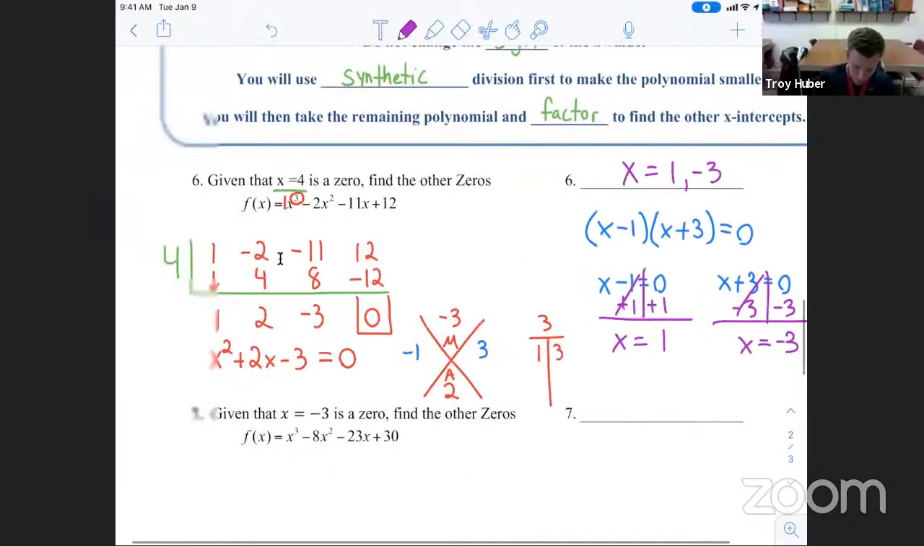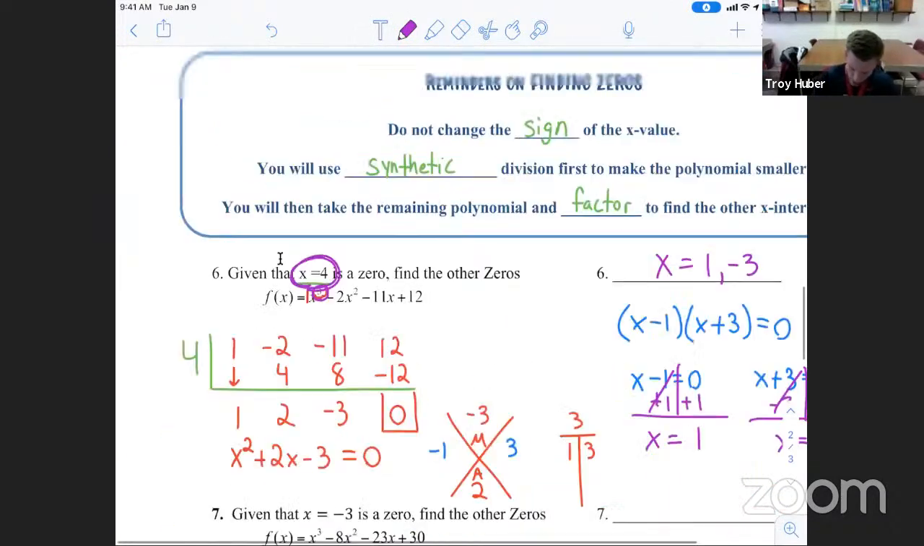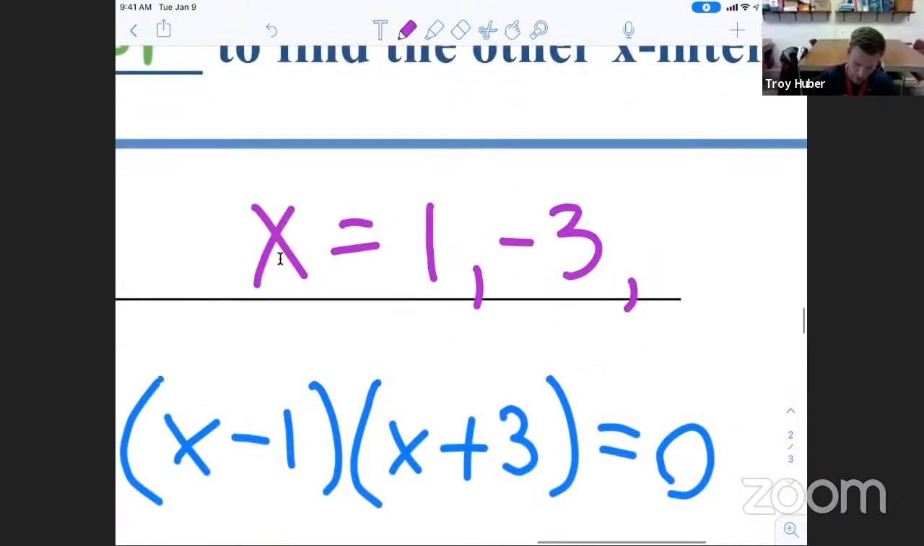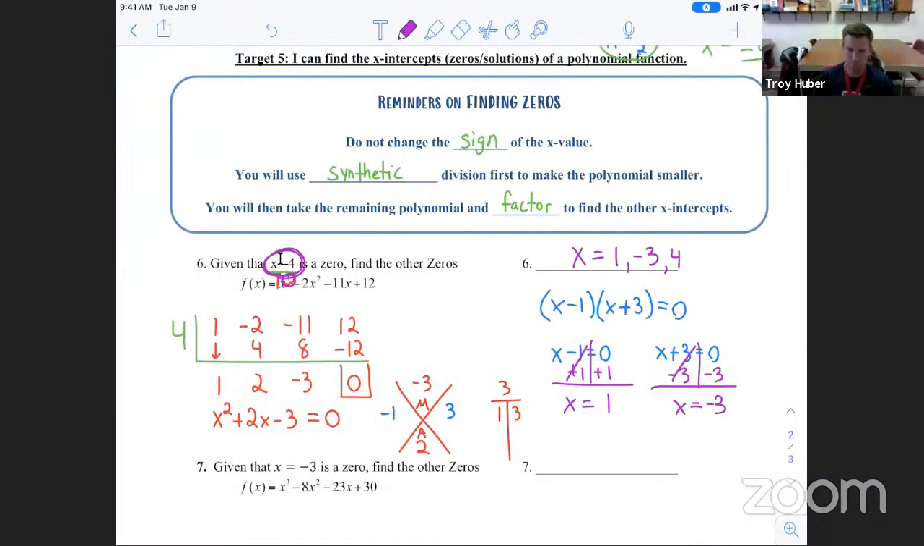Okay. But wait a second, remember it's x to the third, so shouldn't there be 3 solutions? Well, it gave you this first solution. So we could also write 4 in there as well. So that's all 3 of our solutions to that one.